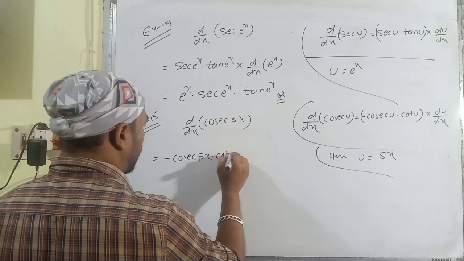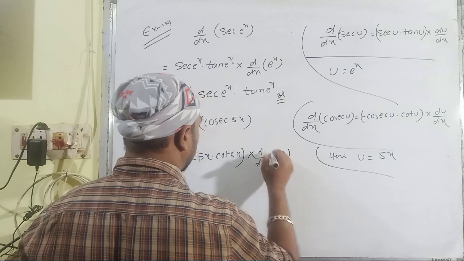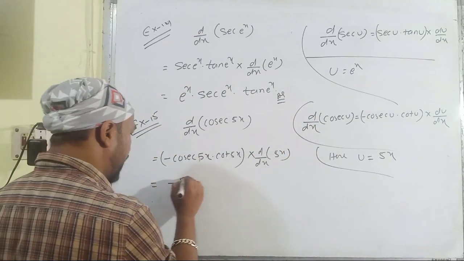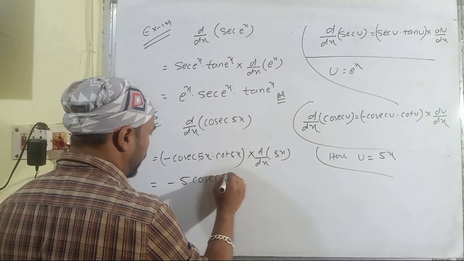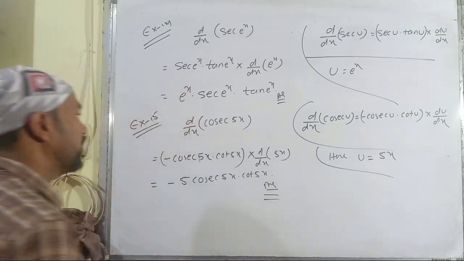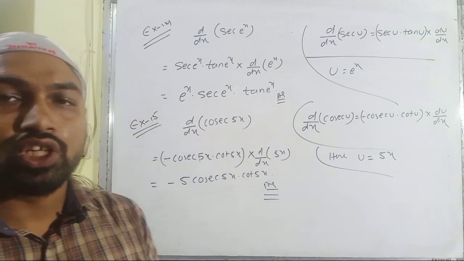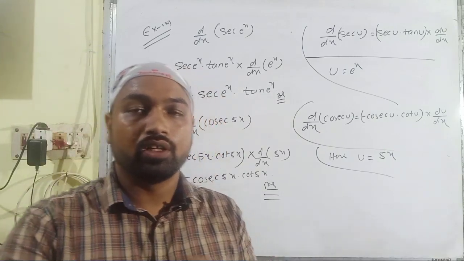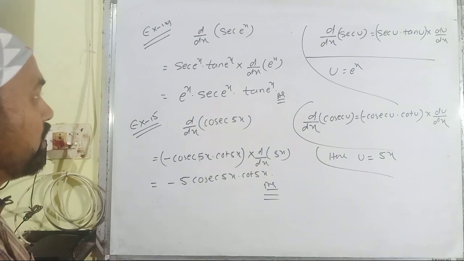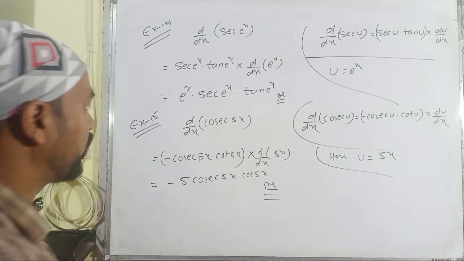cot u, that means cot 5x, multiplied with the differentiation of 5x. Differentiation of 5x with respect to x is 5. So the answer will be minus 5 cosec 5x cot 5x, which is the answer. So these are some of the problems based upon the differentiation of composite functions which contain trigonometric composite functions. After this session, let us go through some of the new formulas and some of the new problems.